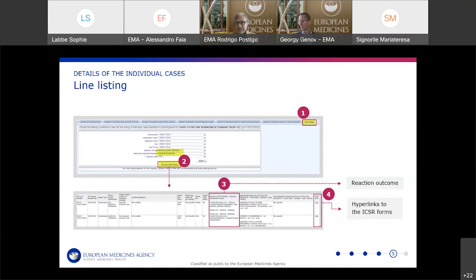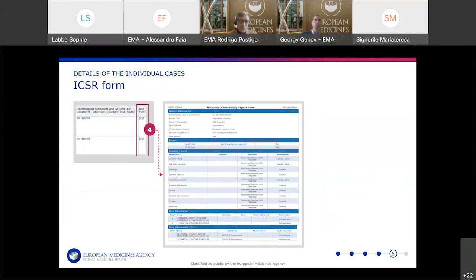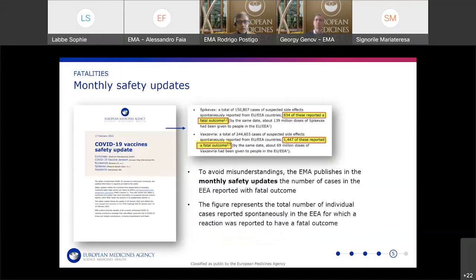At the end of the line list, on the right-hand side, you have a hyperlink to the ICSR forms. ICSR are individual case safety reports, and these ICSR forms are a more readable format of the information provided for each case, so they are nicer to read, I think, for the people.